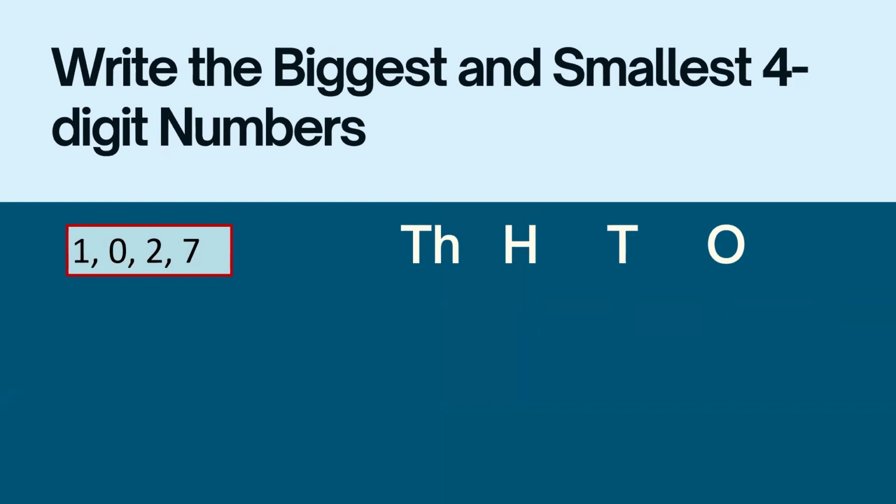Now try to write the smallest and largest four-digit number using the digits 1, 0, 2, and 7. To make the biggest four-digit number with the digits 1, 0, 2, and 7, we put them in order from the largest to the smallest. Start with the biggest digit, 7, then the next biggest, 2, then 1, and finally the smallest, 0. So, we get the number 7,210.